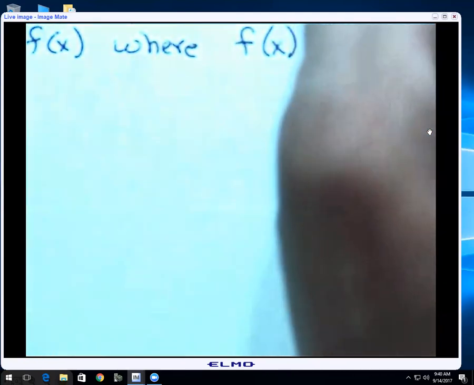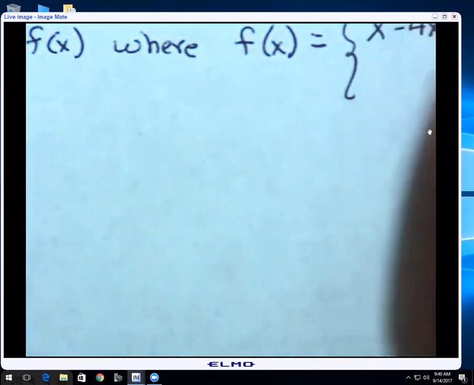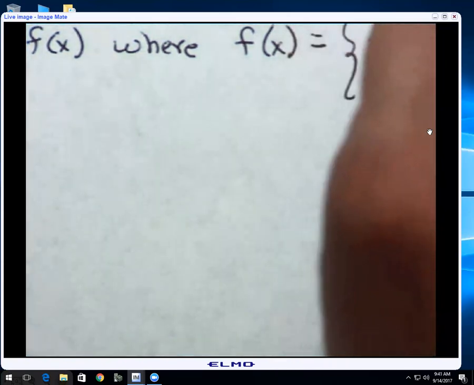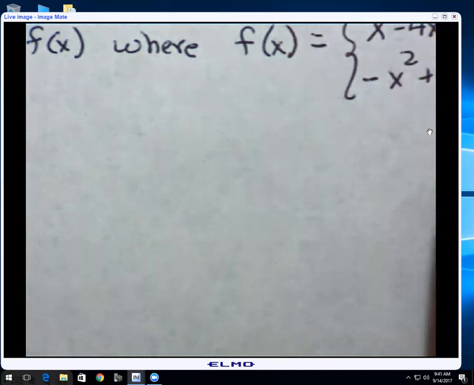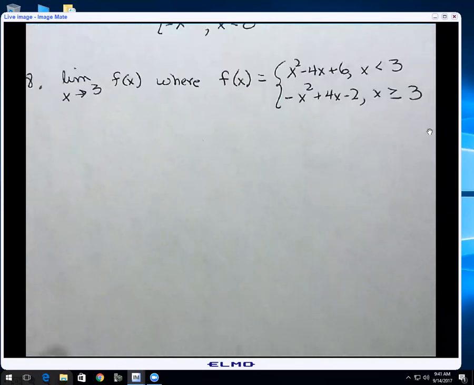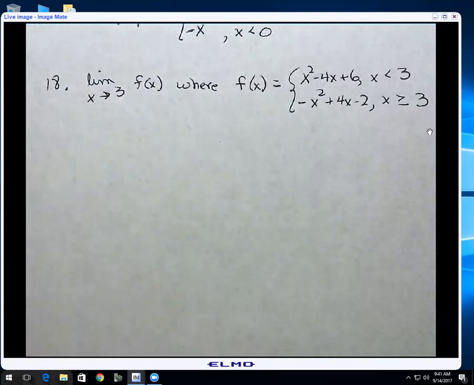The limit as x approaches 3 of f of x, where f of x is the concave up parabola x squared minus 4x plus 6 for all the x's less than 3, and the concave down parabola negative x squared plus 4x minus 2 for all the x's greater than or equal to 3. The two-sided limit exists if both one-sided limits exist and are the same number.